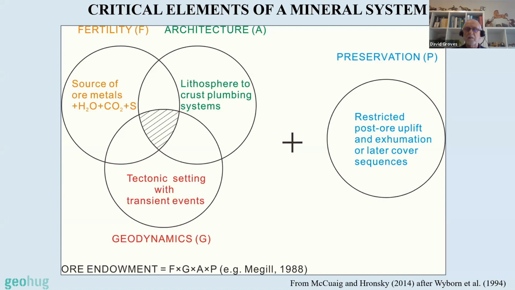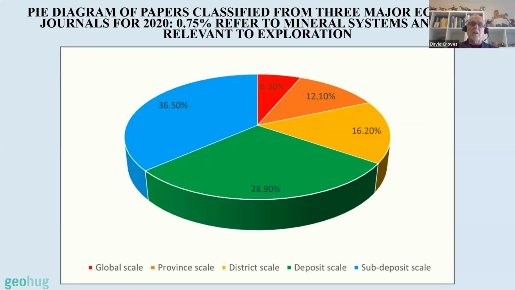Frank Bierlein is another person. And in recent times, Dave Houston from GA. So this has been really pushed by Australians. If we look at the literature, however, I've tried to classify the papers from 3 major economic journals for 2020, and I've put them there.